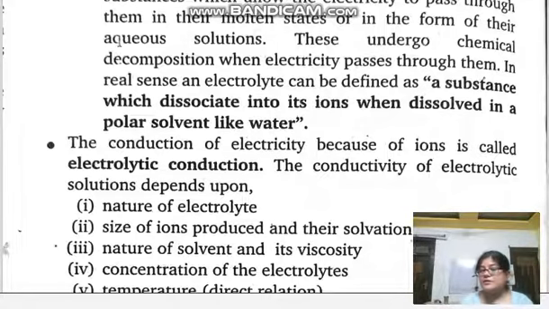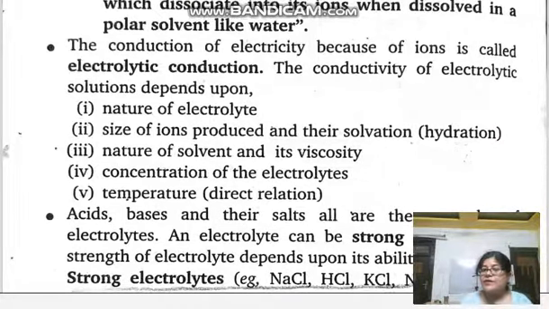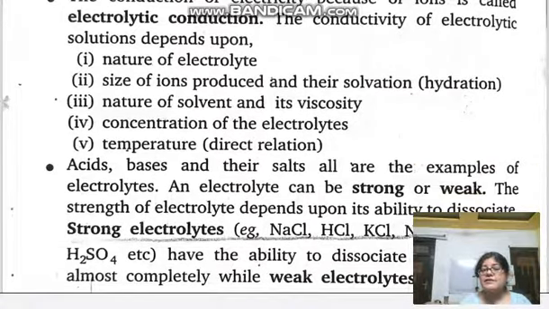So when we get electricity due to ions, this is known as electrolytic conduction. Now the conductivity of an electrolytic solution depends upon the nature of the electrolyte, the size of the ions produced, that means whether the sizes are big or small, and the nature of the solvent. That means if we dissolve sodium chloride in water, it has a different effect. If we dissolve sodium chloride in, for example, carbon tetrachloride, it has different effects. So what is the nature of the solvent in which we dissolve these solutes? Now the concentration of electrolytes and temperature.